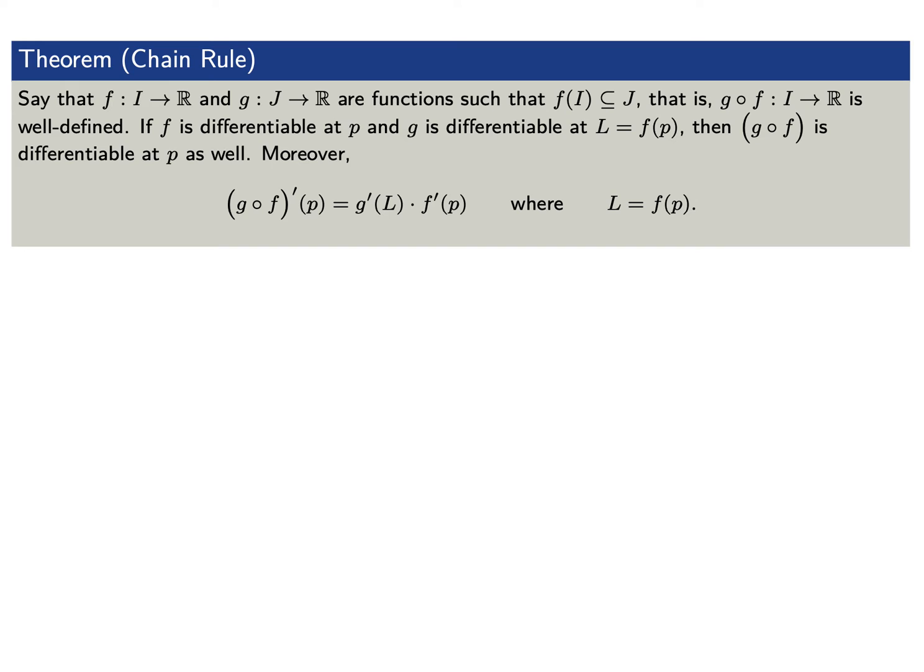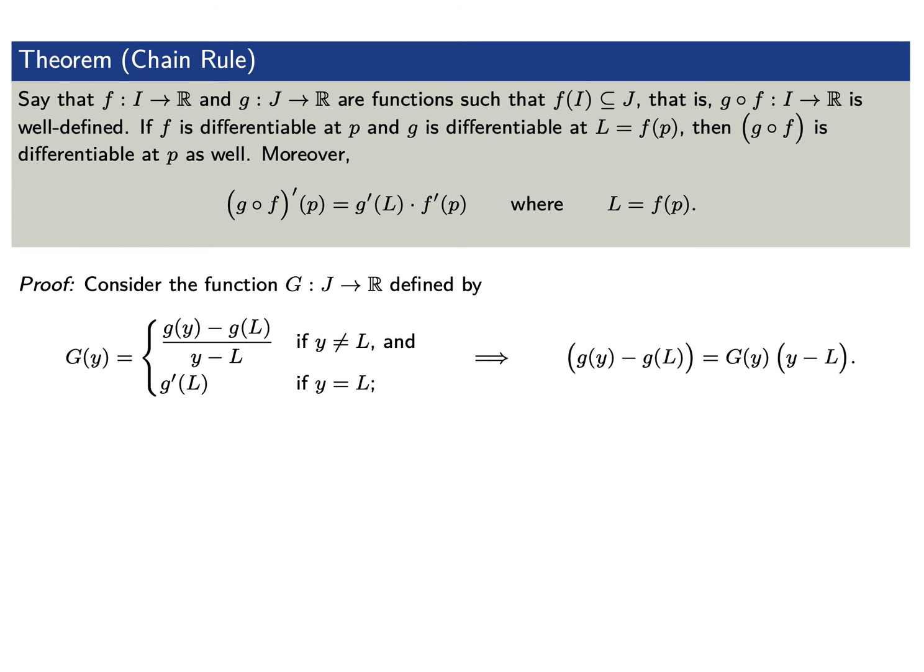Finally, for today, I'd like to introduce the chain rule. Let's say that f is a function on a domain I, and g is a function on a domain J. We'd like to make sure that the composition g circle f is defined, so we just need to ensure that the image f of I is contained in the domain J. If f is differentiable at p and g is differentiable at L, which equals f of p, then the composition g circle f is differentiable at p as well. Moreover, (g circle f) prime at p equals g prime at L times f prime at p.